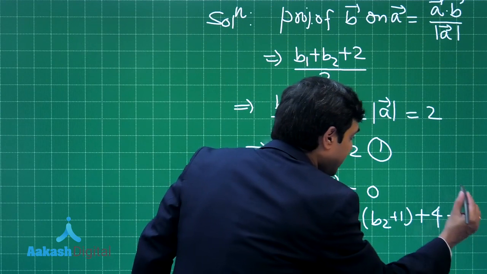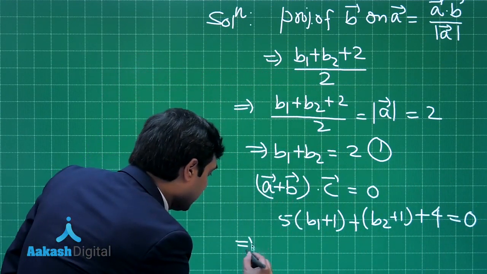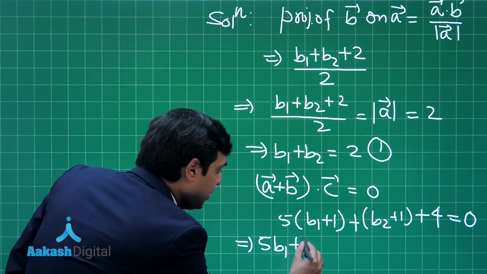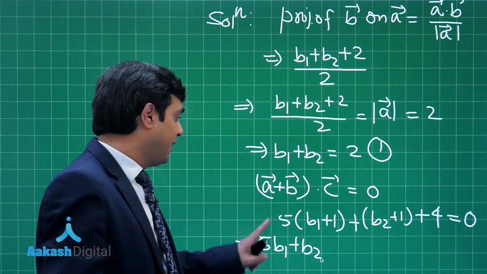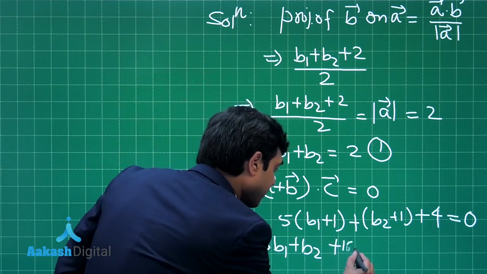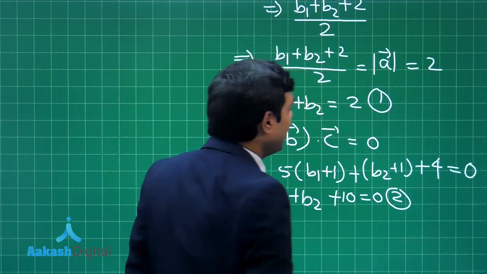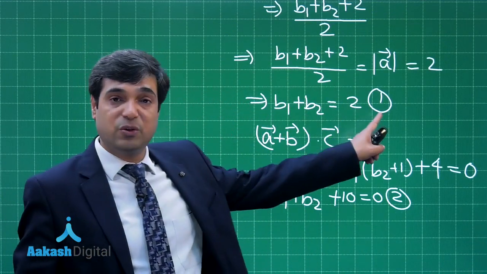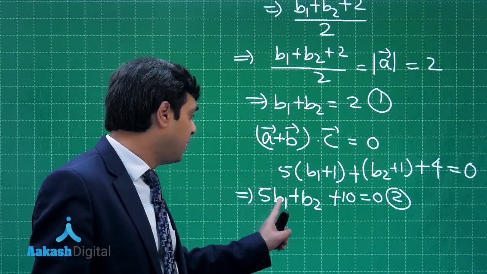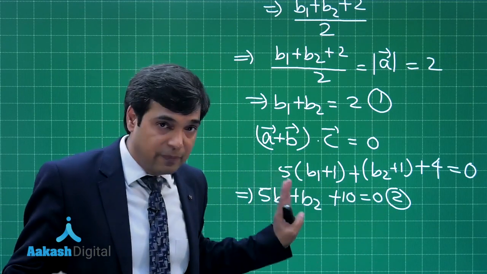This is the condition based on the perpendicular. So this is equal to 0, giving me 5 b1 plus b2, next 5 plus 1 plus 4, that is plus 10, is equal to 0. This is equation number 2. So we finally have 2 equations. One is b1 plus b2 is 2. Second is 5 b1 plus b2 plus 10 is equal to 0.